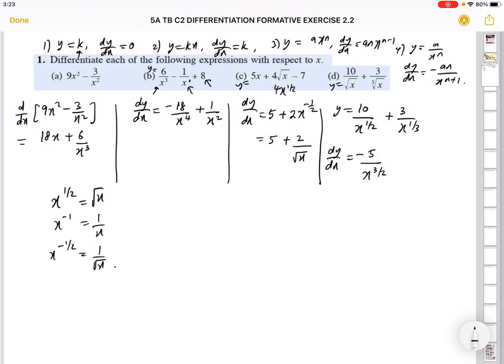The second one, I put a negative in front. 3 times half is 1. Copy x, increase the power by 1. 4 over 3. There you go. That's your answer for question number 1.